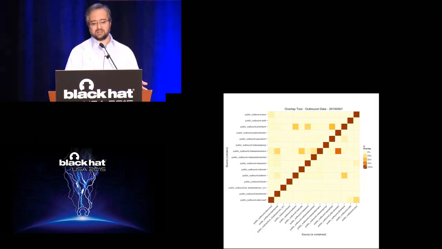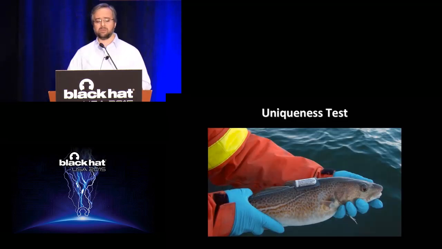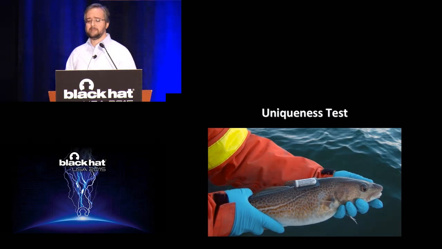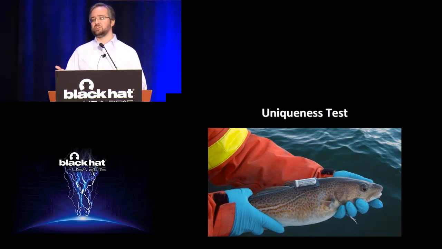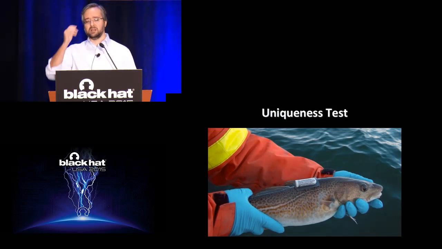And I decided to look at the idea of a uniqueness test, right? Which is, how unique is a piece of data? In what percentage, so let's say I have 10 feeds, how much of my data only shows up on one feed? How much of my data only shows in two feeds?